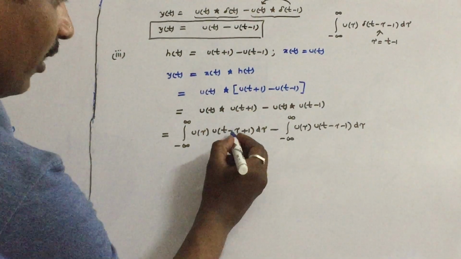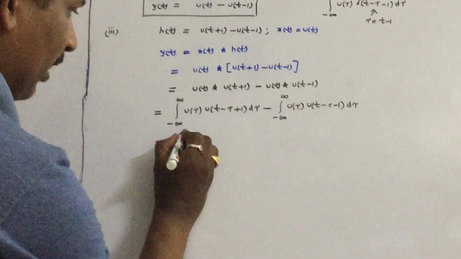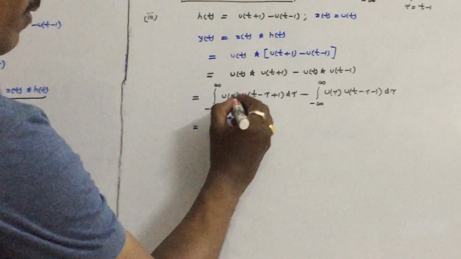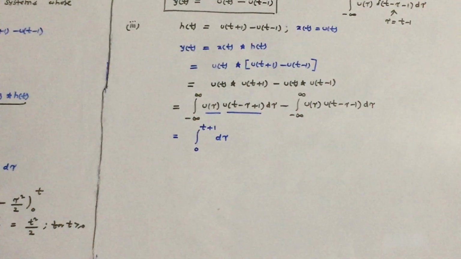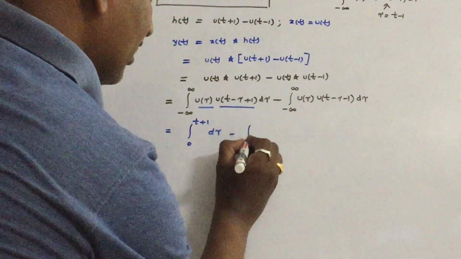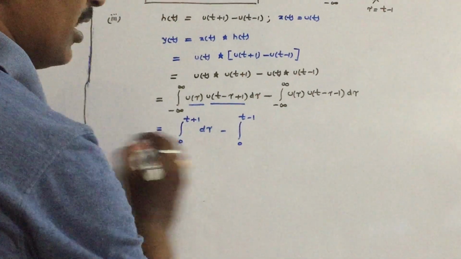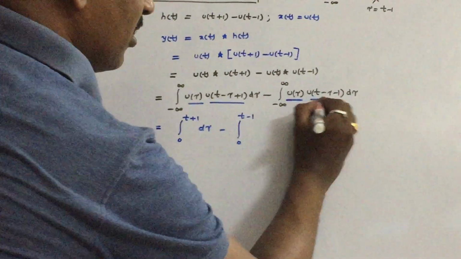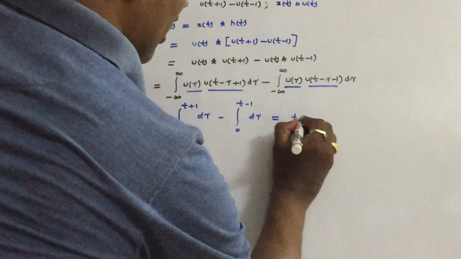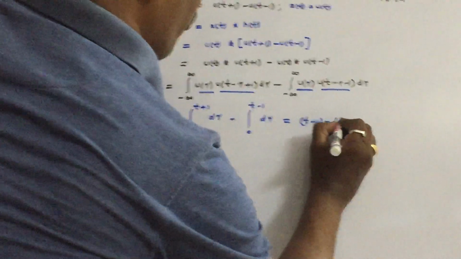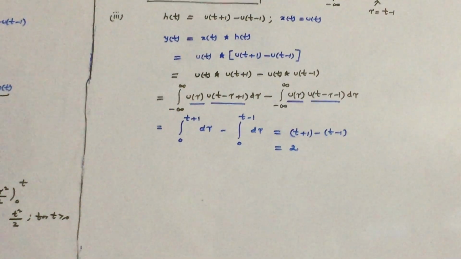As you know, you have to change the limits from 0 to tau equal to t plus 1. In this interval the multiplication of these two is 1, which comes out as d tau. Similarly, you have to change the limits of this from 0 to tau equal to t minus 1. In this interval the multiplication of these two is 1 d tau, which will come out as t plus 1 minus (t minus 1), which comes out as 2. So this is the answer for this problem, the step response.